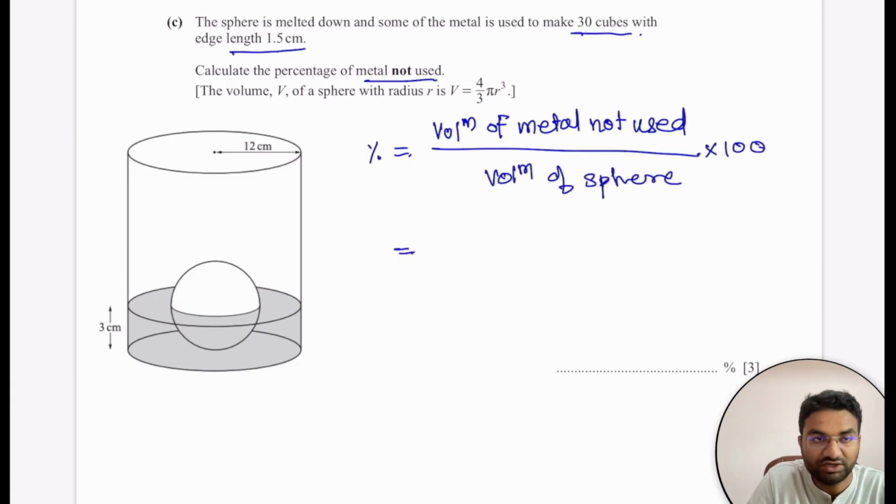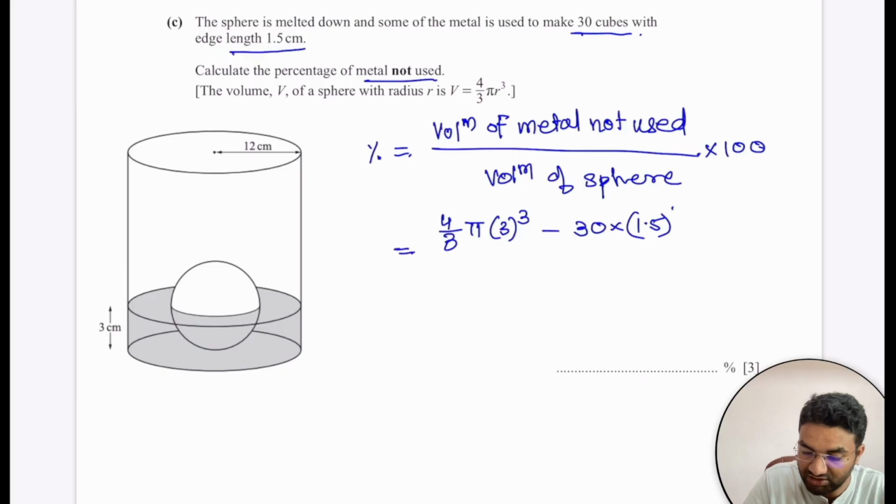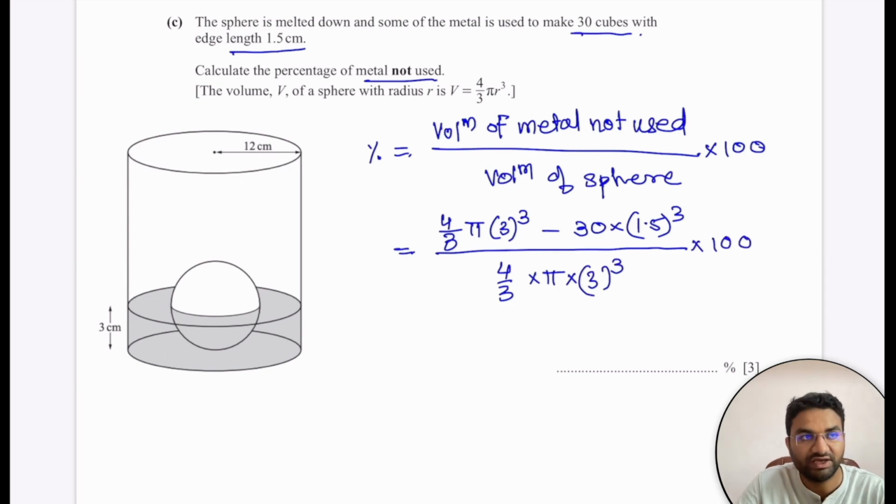So the volume of metal not used, how can we calculate? We can calculate it in terms of 4 by 3 pi r cubed. r is basically 3. So 30 times 1.5 cubed divided by 4 by 3 times pi times 3 cubed, times 100. You will get the answer straight away. You have to simplify this first of all, and you will get around 10.5% as the volume of metal that is not used.